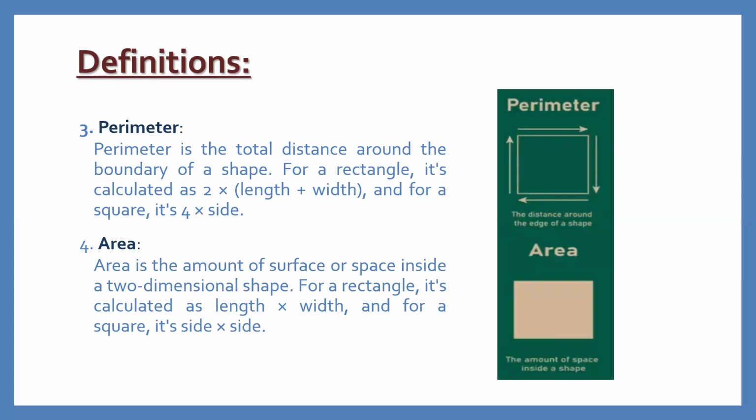Then comes our third definition, which is about perimeter. What is perimeter? Perimeter is the total distance around the boundary of a shape. For a rectangle, it's calculated as 2 into (length plus width), and for a square, it's calculated as 4 into side. What is area? Area is the amount of surface or space inside a two-dimensional shape. For a rectangle, it's calculated as length into width, and for a square, it's side into side.